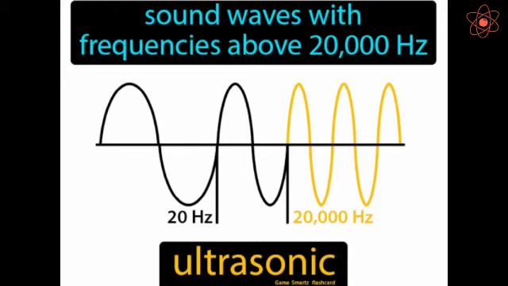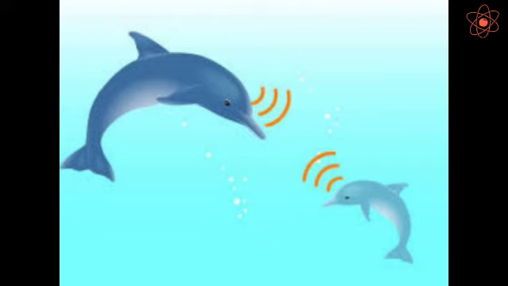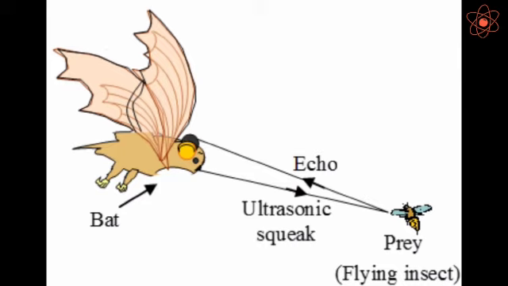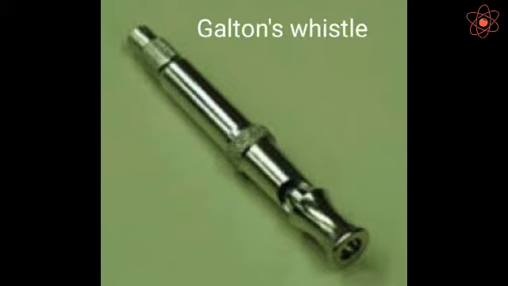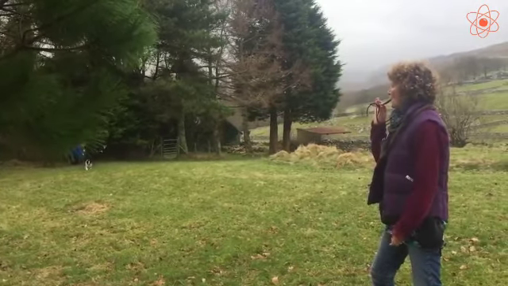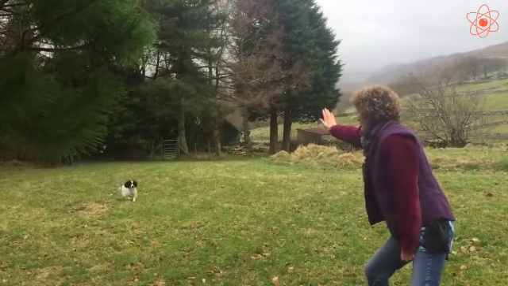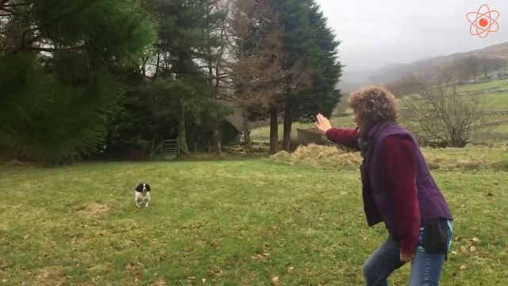The sounds having frequency more than 20,000 Hz are called ultrasonic sounds. Dolphins use ultrasound to communicate with one another, whereas bats emit ultrasound and listen to the echoes to navigate and find food in dark. Dogs can hear up to 40,000 Hz. There are special whistles known as Galton's whistle that can produce sounds of frequency more than 20,000 Hz. The owners of dogs can use these whistles to give signals to their dogs.